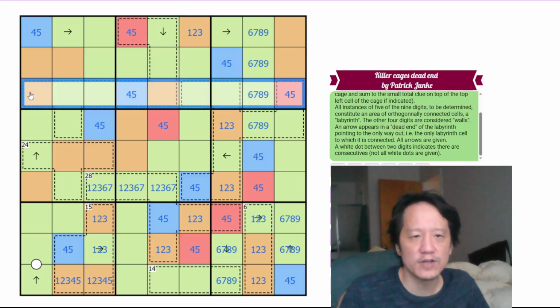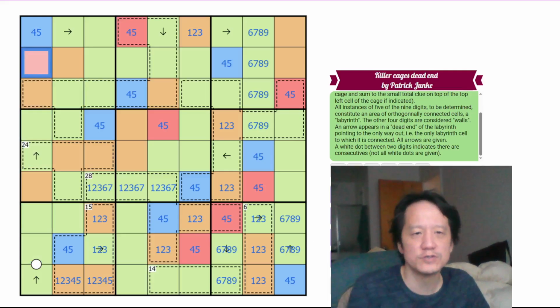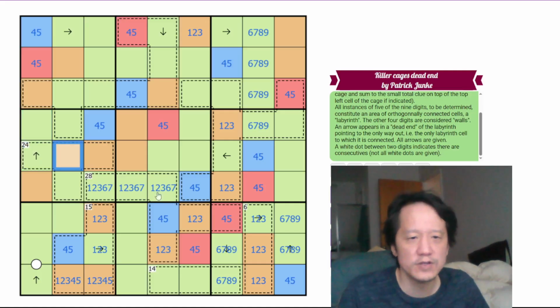Red 4, 5 cannot be here, but also red 4, 5 cannot be here or here. So where is the red 4, 5 in column 1? It has to be here. So this is red 4, 5 then. One of these is red 4, 5. We're not sure which.